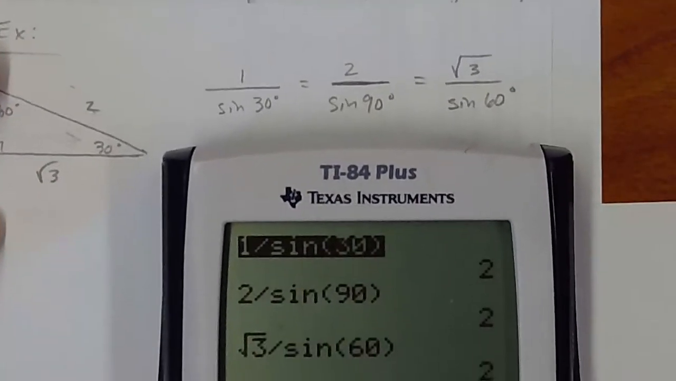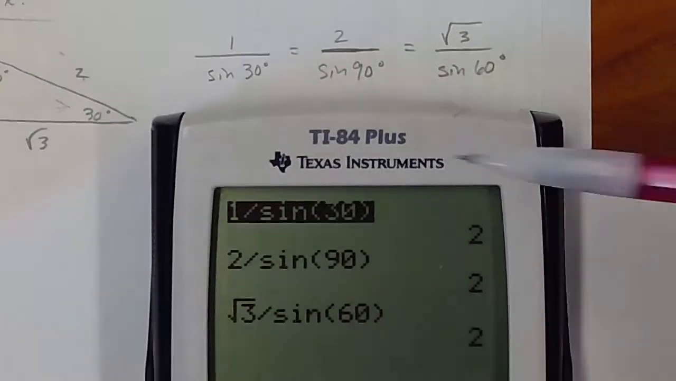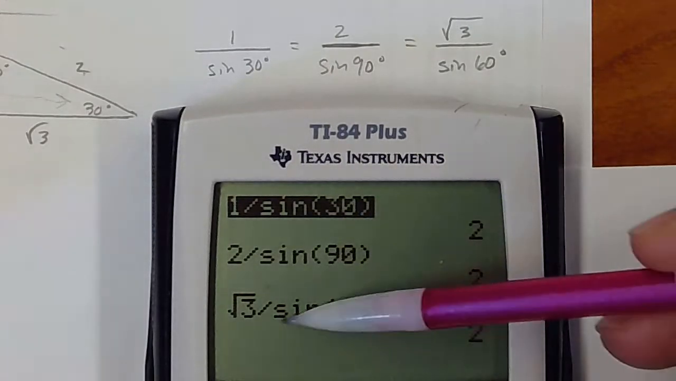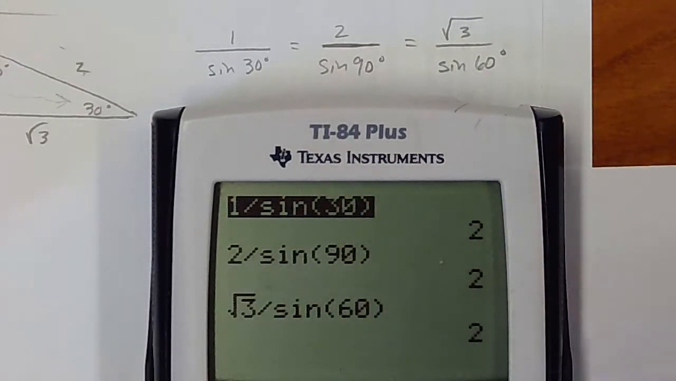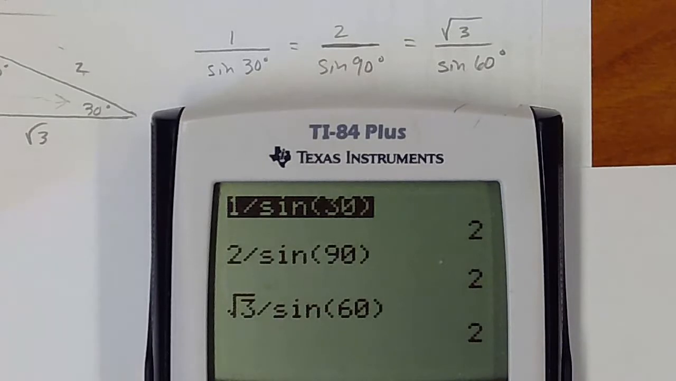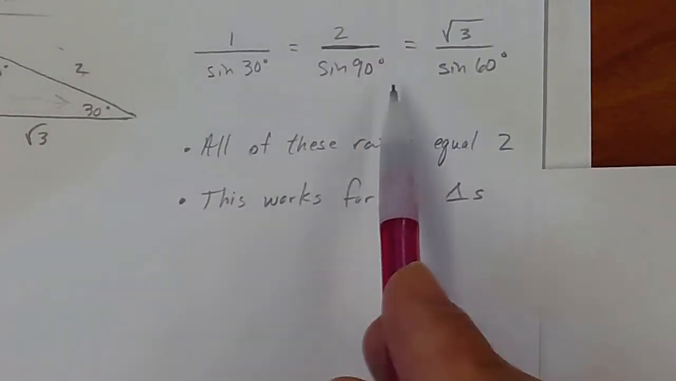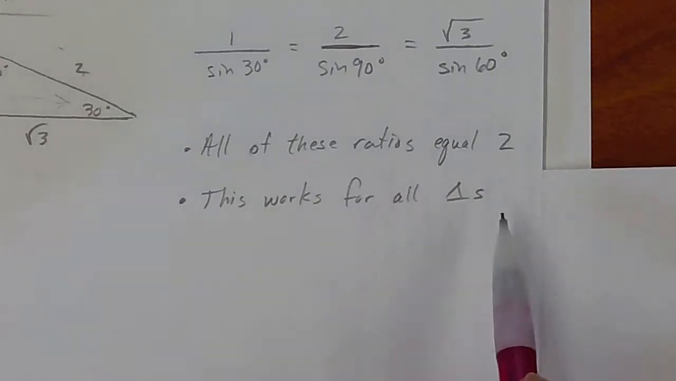Okay? And here I did it. You got to make sure you're in degrees mode to try it. But 1 divided by sine 30 is 2. All of these ratios, when I divide it, happen to be the same. Okay? Now, it's not just a coincidence for a 30, 60, 90 triangle. This will work for every triangle. All right? Now, it's not always going to be 2, but they're always going to be equal. So all of these ratios here happen to be 2, and this works for all triangles.